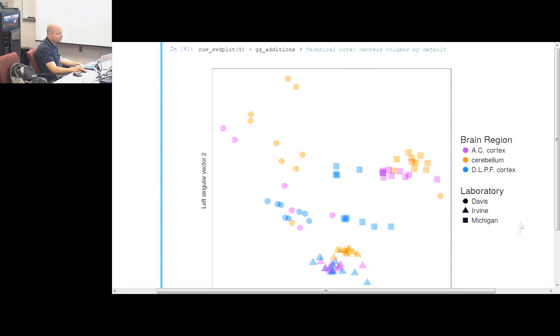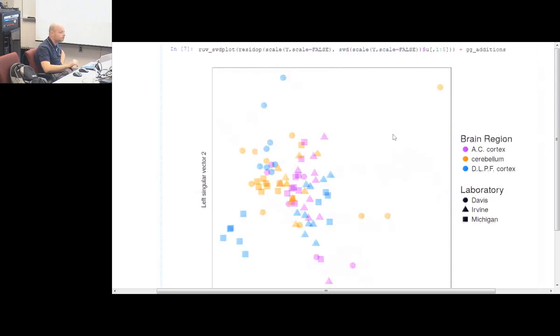And what should strike you when you look at this is that by far the strongest signal in the data is the lab effect. So you have all of the Michigan data here, all of the Irvine data here, all of the Davis data up here. So again, this is the data that has already been quantile normalized. So it's been pre-processed in some sense, but still far and away the largest signal in the data is the lab effect. And getting rid of this sort of stuff, that's going to be the focus of this talk.